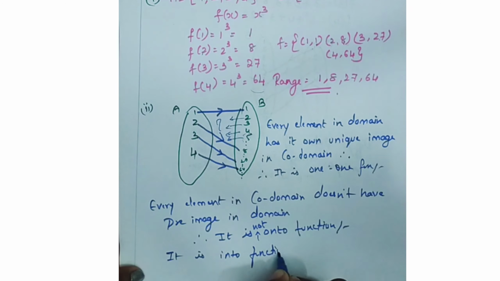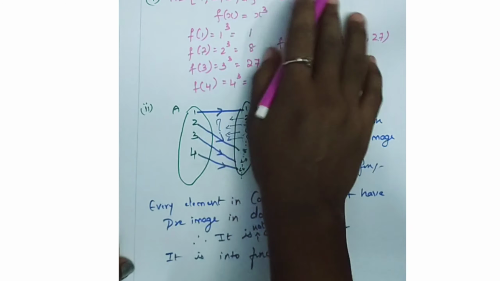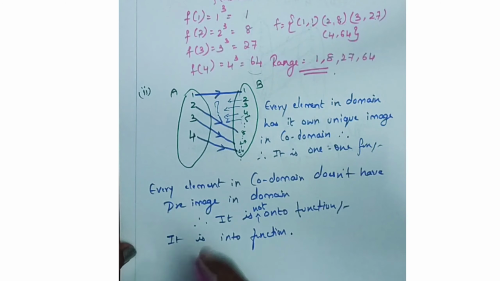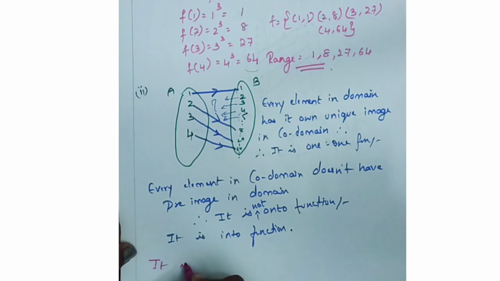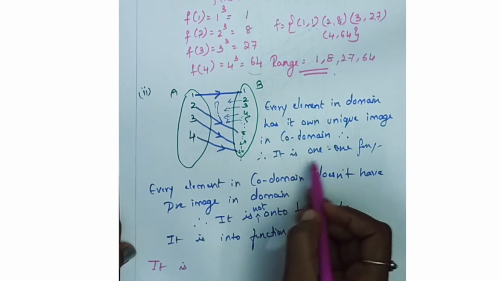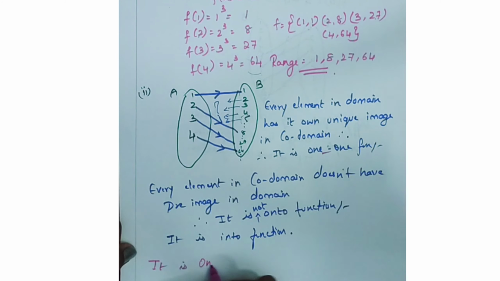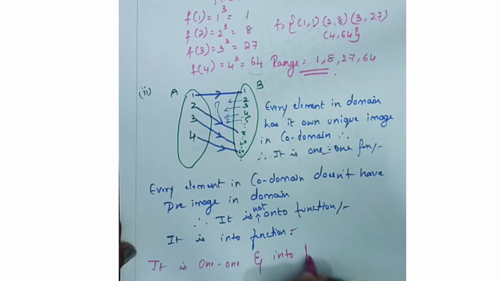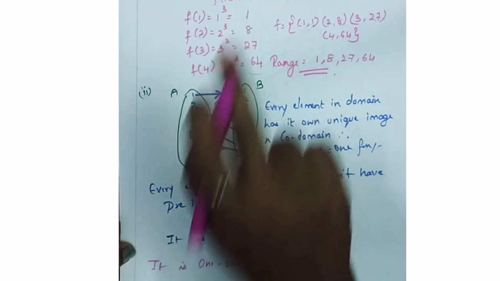Into function. So by this, what will you conclude? We'll conclude that the type of function is what? It is not one-to-one, and it is into function. Okay, that's what we find.